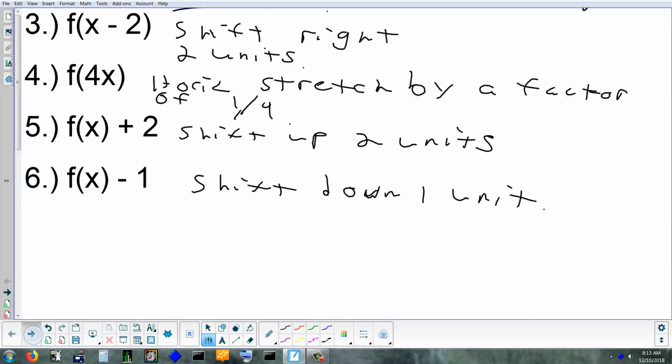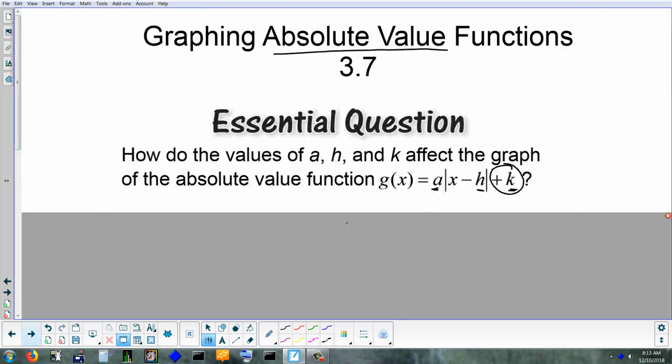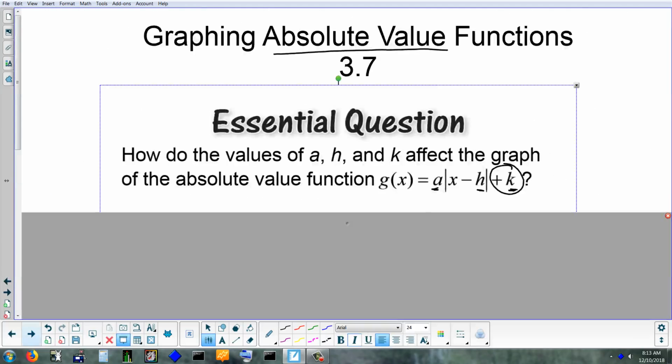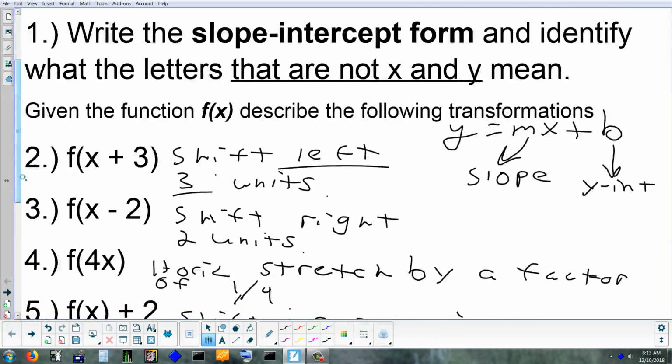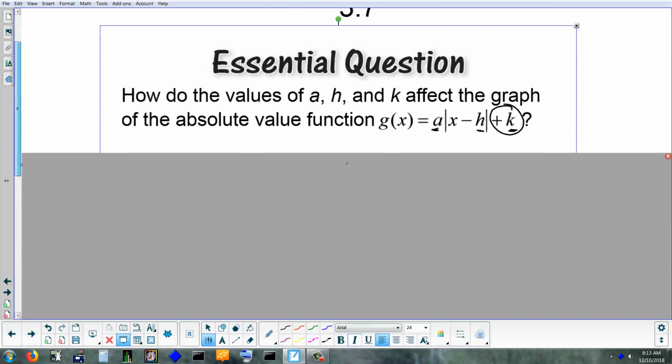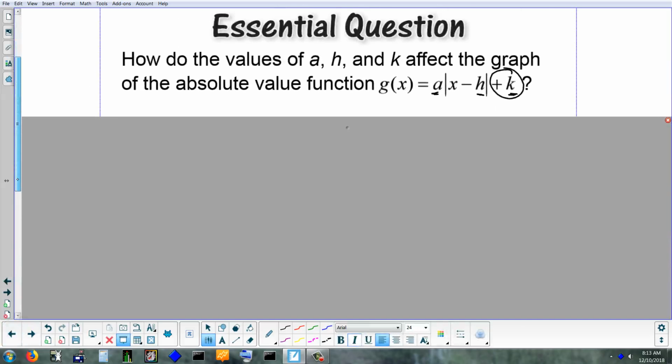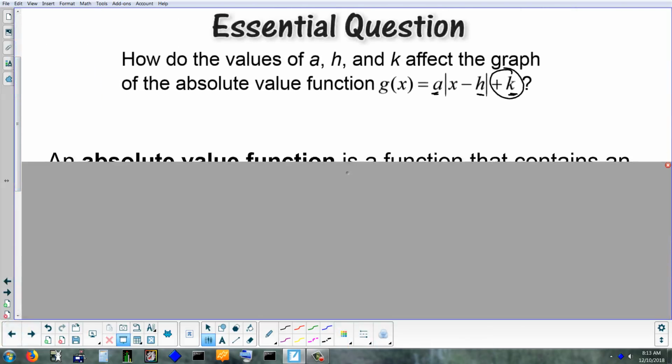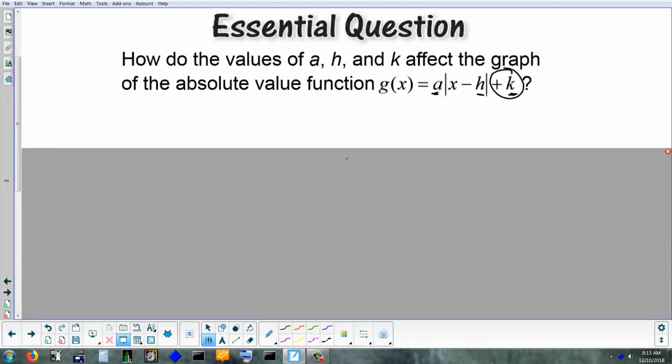Adding or subtracting inside is going to be just like warm-up problem numbers 2 and 3. So what these letters do here is exactly the same as what you learned last week. It's just not a line, it's a V shape. And you can see a bunch of boxes and stuff like that. That's going to be the A, the square root of, in the absolute value. It's going to be a little bit more descriptive, that's all.